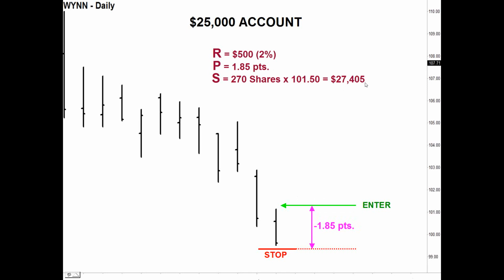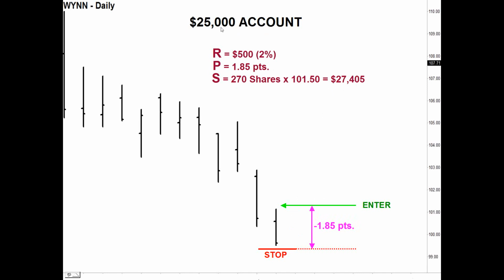$27,405, okay? And how big is your account size? You only have $25,000. So this is a problem you have with the RPS method, because it doesn't know many times what the price is of the stock that you're purchasing or selling short. It only knows the method. But you have to see that if you purchase 270 shares at 101.5, which would be your entry point, that would cost you almost $28,000. And you only have $25,000.